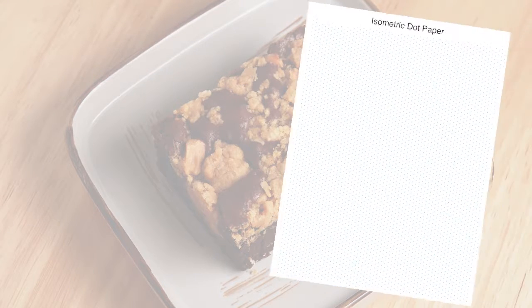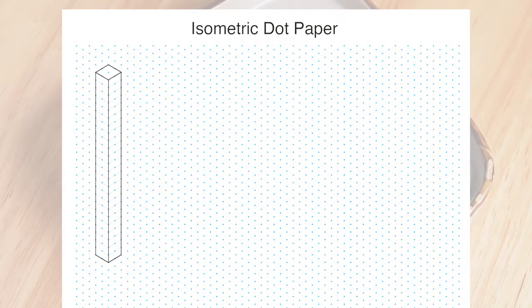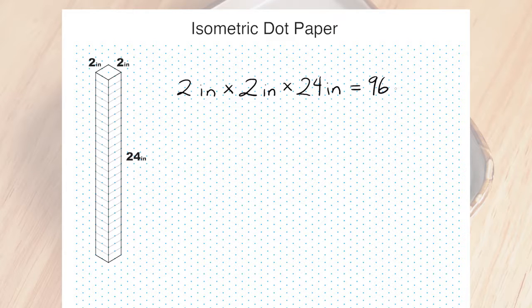To help visualize this, we can use isometric paper. One possible box would be a single stack of 24 cookie bars. This box would stand 24 inches high since each cookie bar is 1 inch high. The other dimensions of the box would be identical to the dimensions of the cookie bars, 2 inches square. We can check for the needed volume by multiplying the box's dimensions. 2 inches multiplied by 2 inches multiplied by 24 inches. The volume of the box is 96 cubic inches.